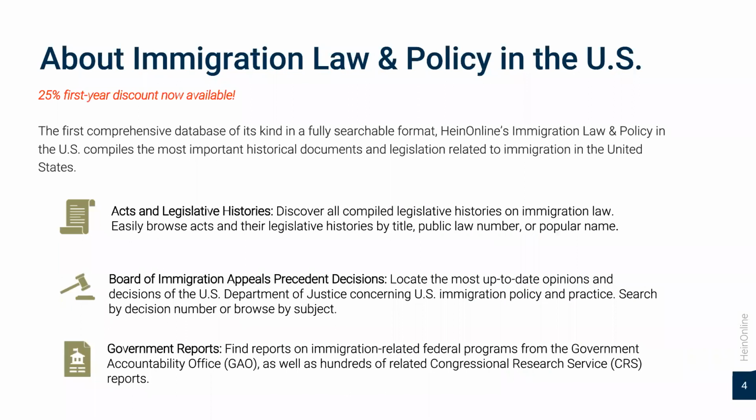Okay, so the immigration law and policy in the US database. If you are a subscriber to HeinOnline, you likely subscribe to one of our base core packages. This immigration law and policy database is one of our a la carte databases, so this is an optional add-on. Some people here may already have access to it, they may already subscribe, but again, it's an optional add-on database. It's a comprehensive database focused on immigration laws and policies in the United States, including historical documents. Some of the key sections included in this database: acts and legislative histories.